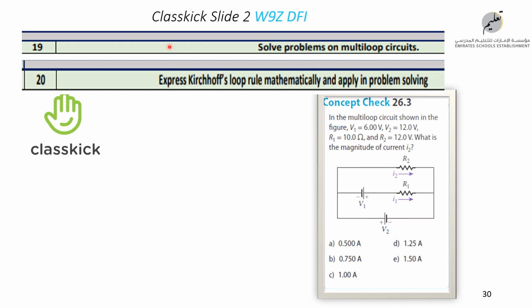Here bullet 19 and 20. Solve problems on multiple loops circuits. So we are back to Kirchhoff. Express Kirchhoff's rule mathematically and apply problem solving. So here I'll give you another chance to apply the Kirchhoff rule in this circuit to find I2. So R2, R1, V1 and V2 are given. The question is to calculate I2.